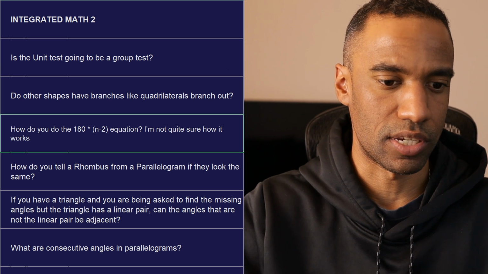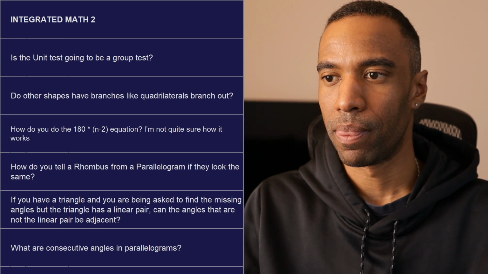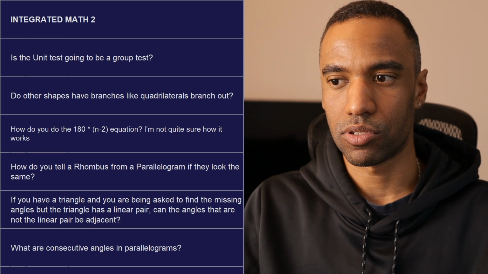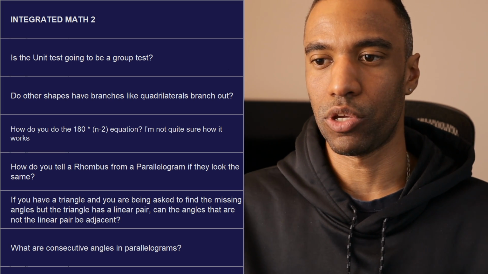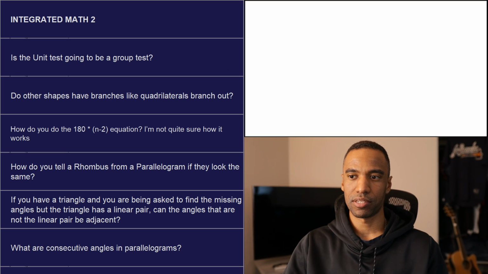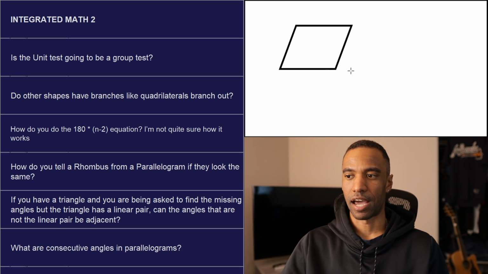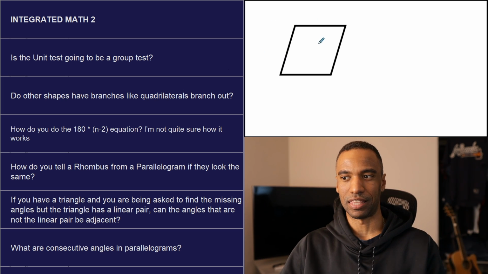Okay, the next question here. I want to go fast with this one tonight. The next one asks, how do you tell a rhombus from a parallelogram if they look the same? Well, rhombuses are parallelograms. I think I know what you mean when you say they look the same, because for the most part, whenever we draw a rhombus, we give it kind of this look here. Like, hey, it looks like a parallelogram, because we always think of this as being a top and bottom that are flat and these are parallel and stuff.